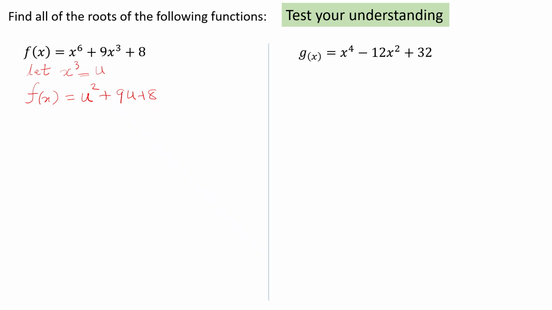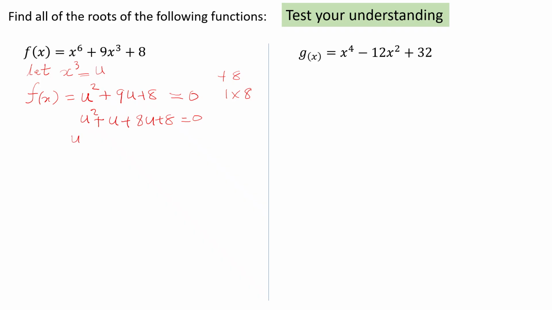So we need to find the roots, so we need to equate this equation to 0. So factorize this one. If you multiply two numbers, you get positive 8. If you add two numbers, you get positive 9. So 1 times 8: 1 plus 8 is 9, and 1 times 8 is 8. So u squared plus u plus 8u plus 8 equals 0.